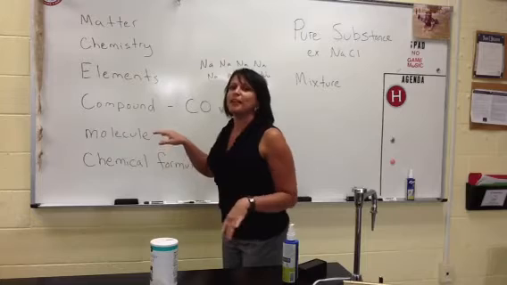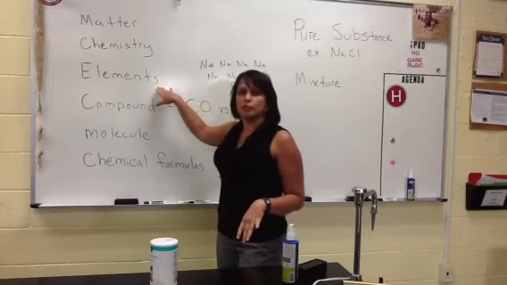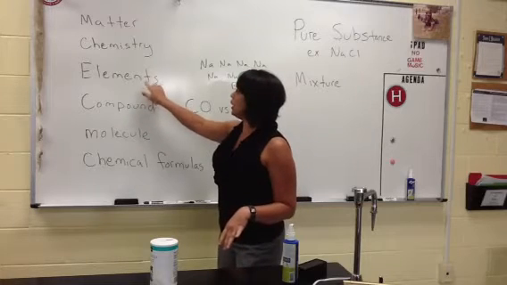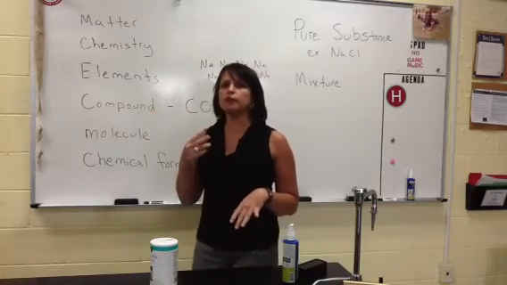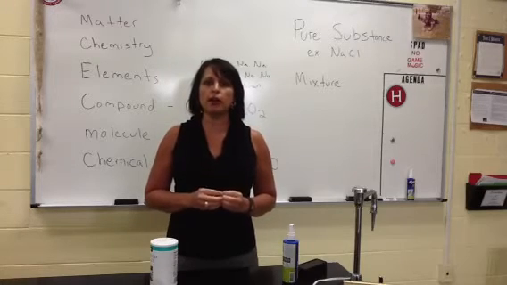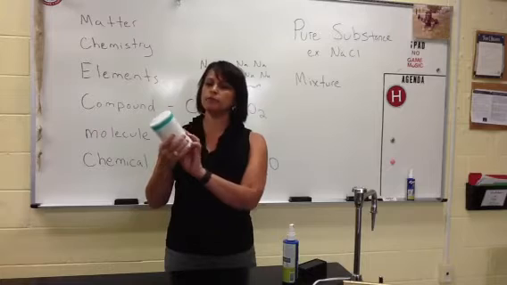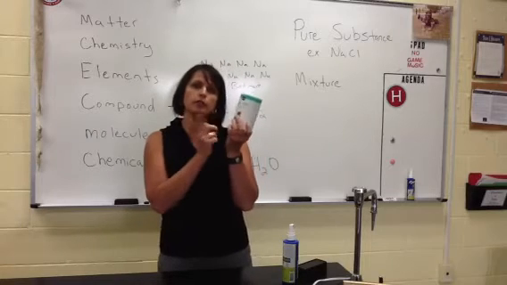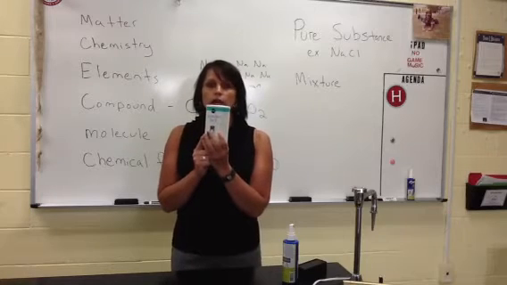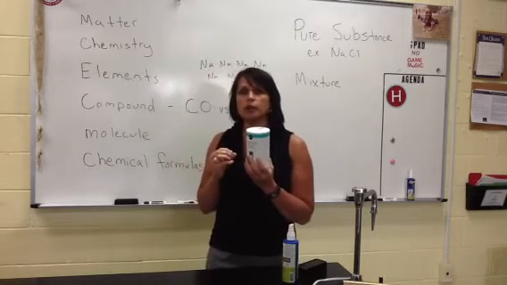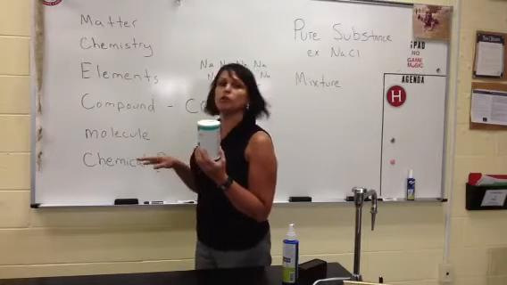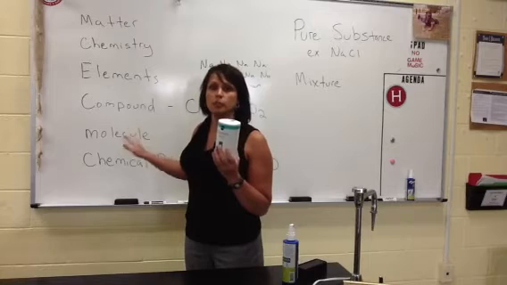All right, now, so we have elements which are down to the simplest form, and then we have compounds which are actually a combination of elements. So when you have two or more different elements formed together, you have a compound. Here we have table salt. This is actually sodium chloride. What's really important to understand about a compound is that it cannot be separated easily. In fact, it takes a chemical reaction to separate it.